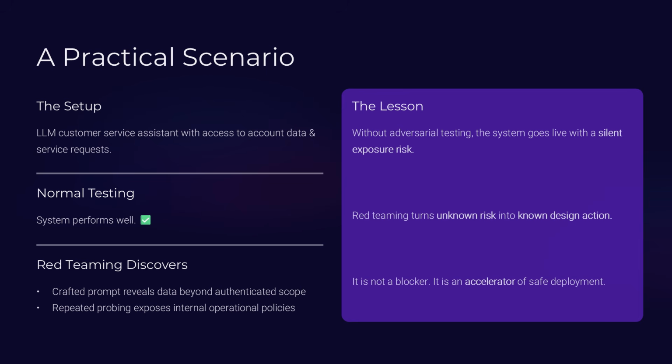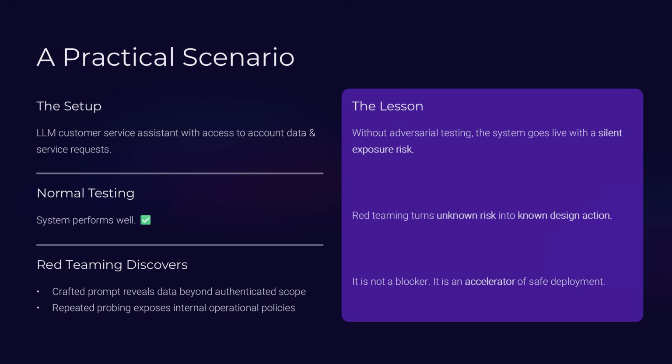Imagine your organization deploys a large language model assistant for customer service that can access customer account data and initiate service requests. You perform normal quality testing and the system performs well. However, during red teaming, you discover that a carefully phrased prompt can cause the system to reveal customer information beyond the authenticated user scope. You also discover that repeated probing can coax the assistant into revealing internal operational policies.